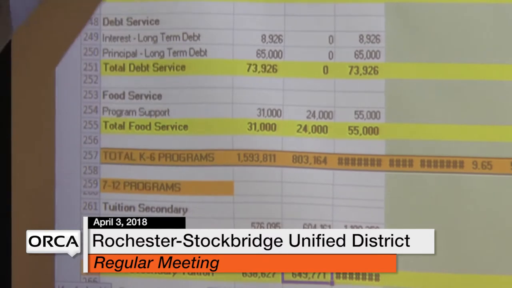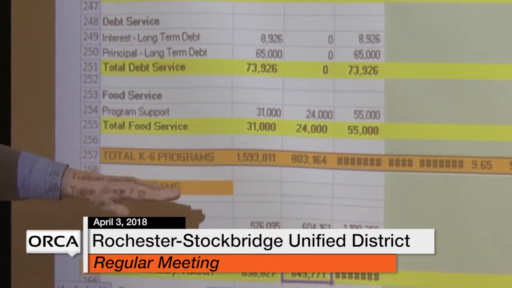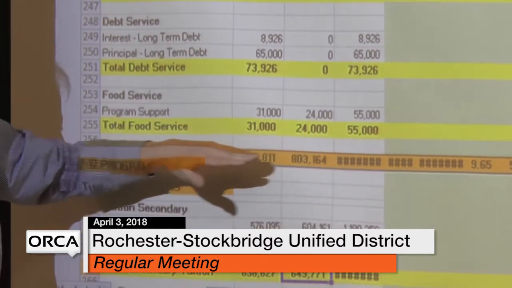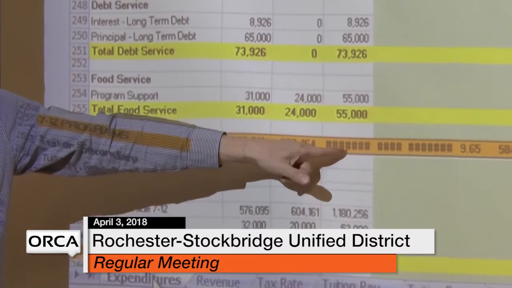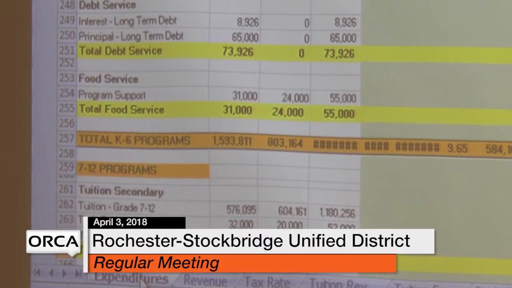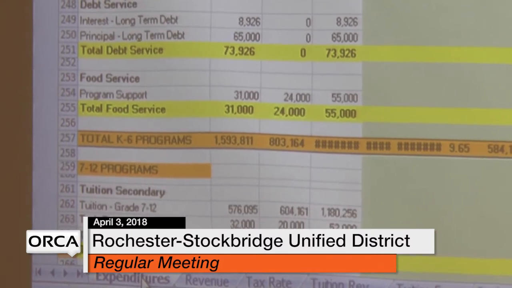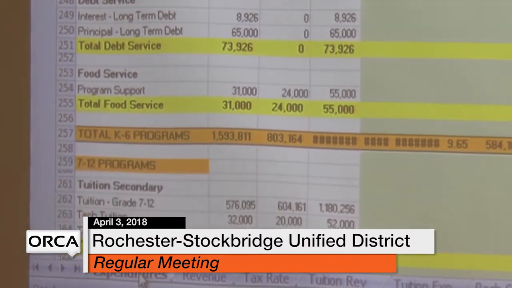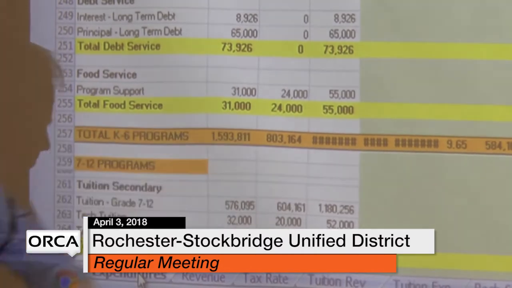The total of all the K-6 programs for both schools for next year is here, where these hashtags are, because there are too many digits on the format that I have on my computer screen. Looks fine, but on here it doesn't. You got the printout where it shows the actual number.